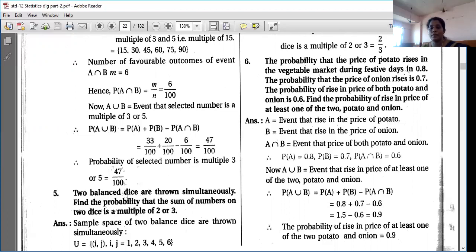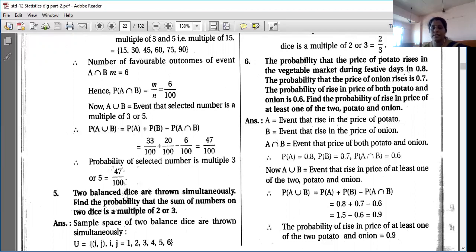So first of all, what do you have to write? You have to write in a statement what is A, what is B, and what is A intersection B. Now let's start with our solution. Now A is the event that the price of potato rises, and B is the event that the price of onion rises. Then A intersection B is the event that the price of both potato and onion rises. Now directly the values are given, that is P of A equal to 0.8, P of B equal to 0.7 and P of A intersection B is 0.6.